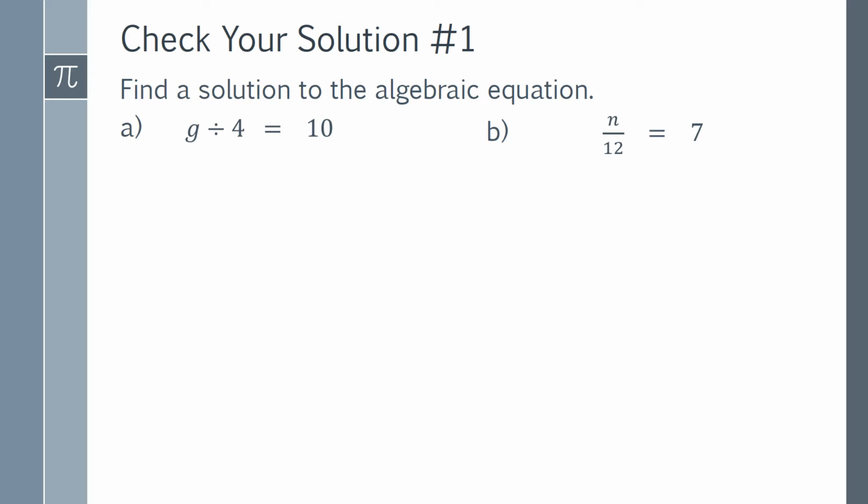In order to solve part A, we need to use the inverse operation, which is multiplication. We'll multiply both sides by 4, and this leaves us with the solution, which is G equals 40.